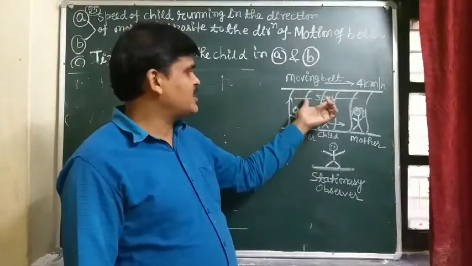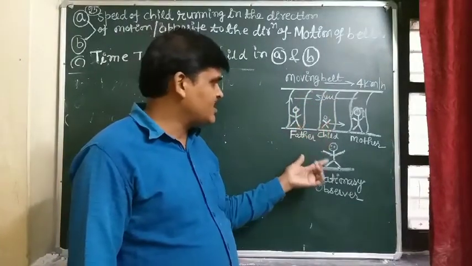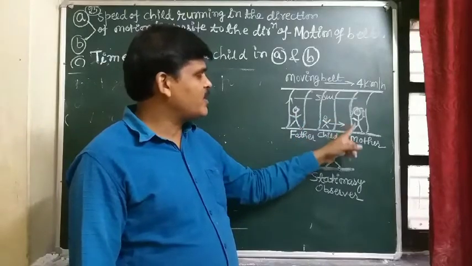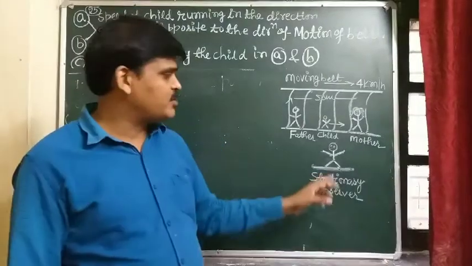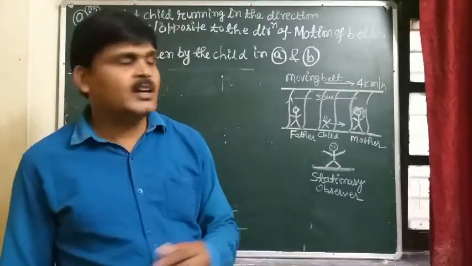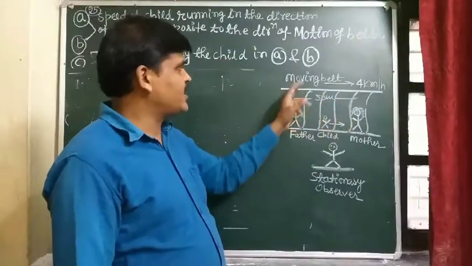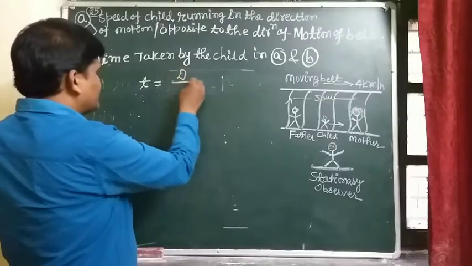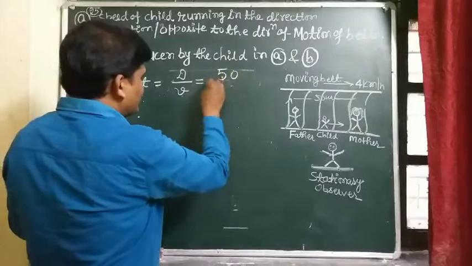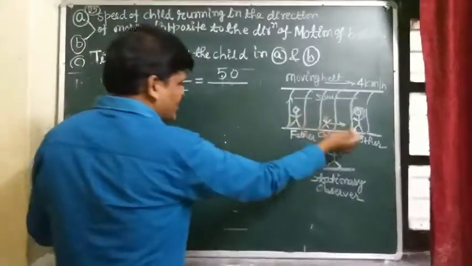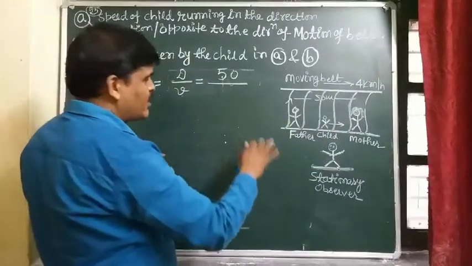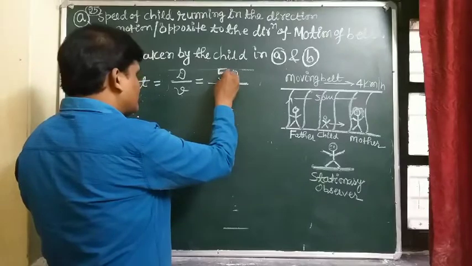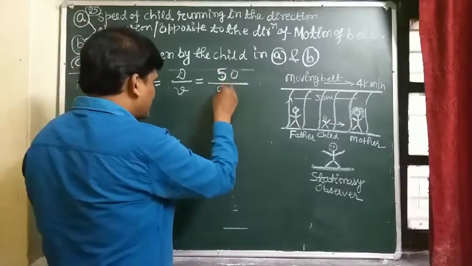So the distance between father and mother is 50 meter, and the speed of the child, either from father to mother or from mother to father, as observed by the stationary observer, will be 9 kilometer per hour. The time taken by the child to travel this distance in both cases A and B depends on speed and distance, the distance being 50 meter, and the speed of the child being 9 kilometer per hour, because the parents are also located on the same belt.